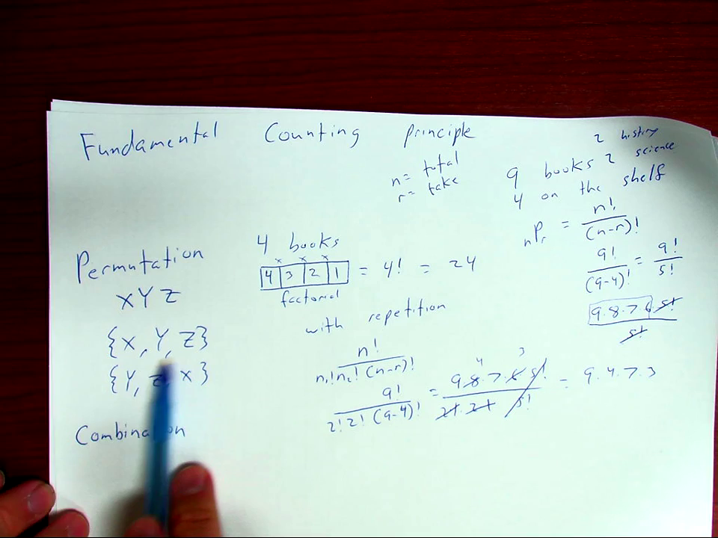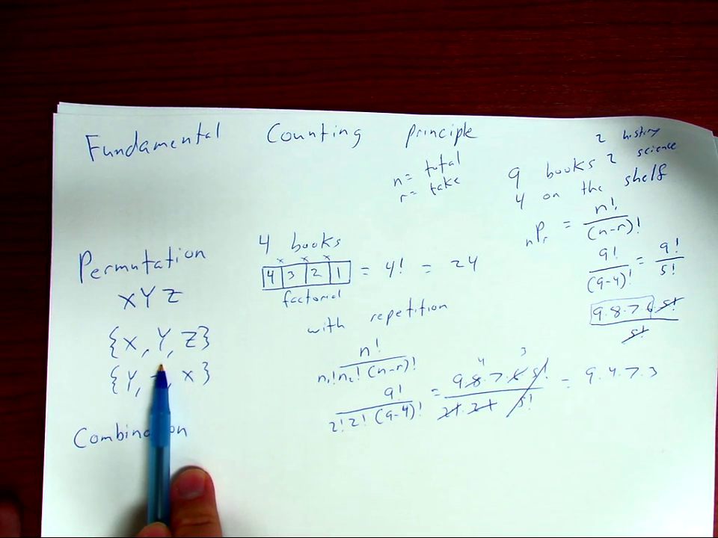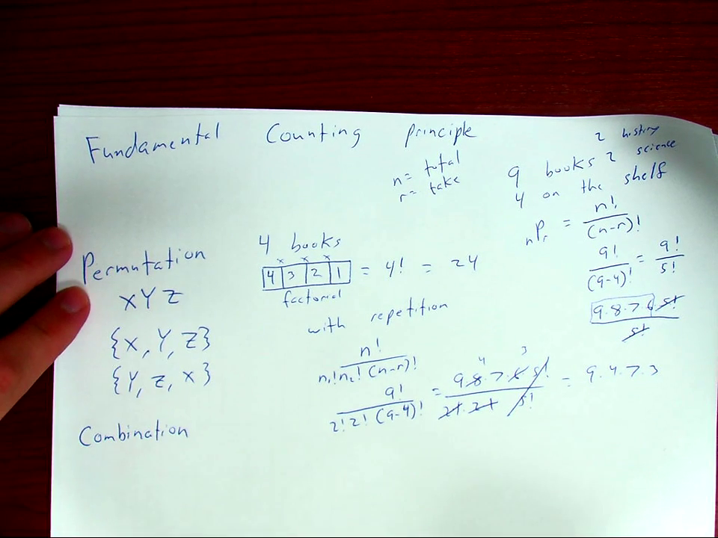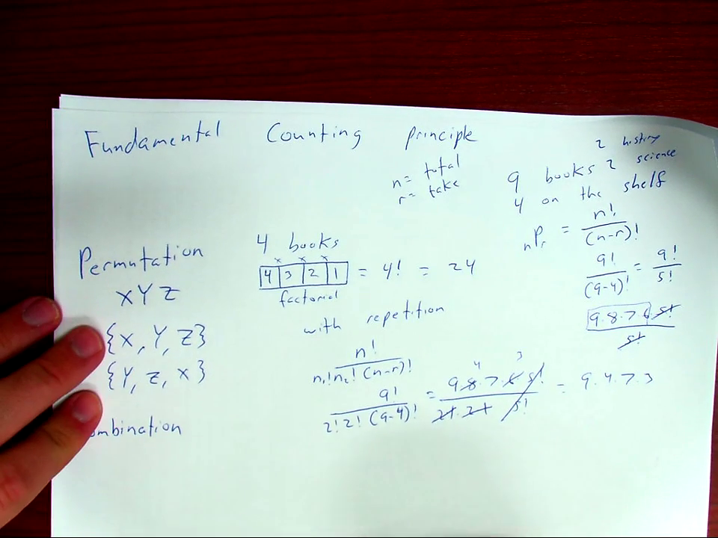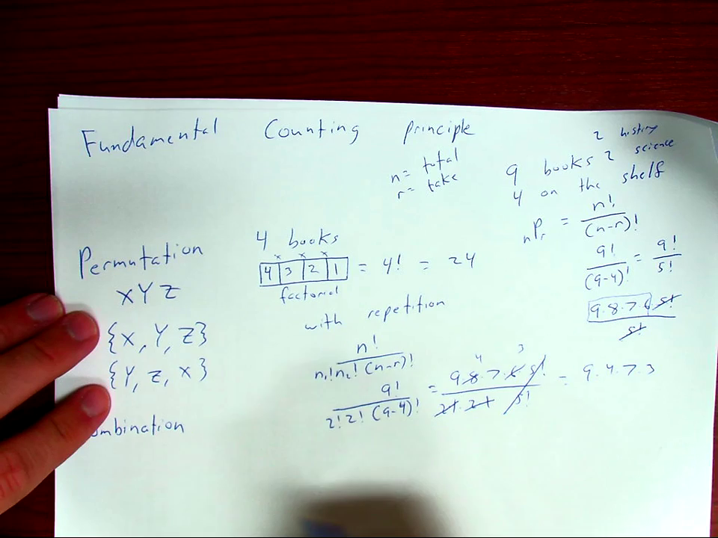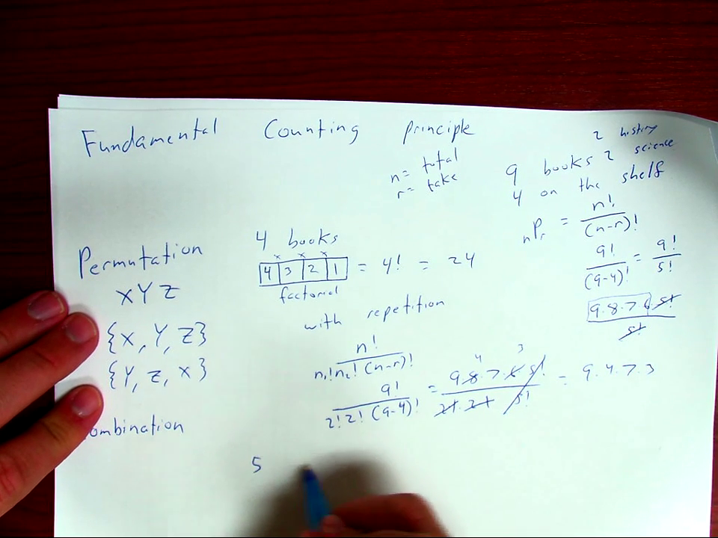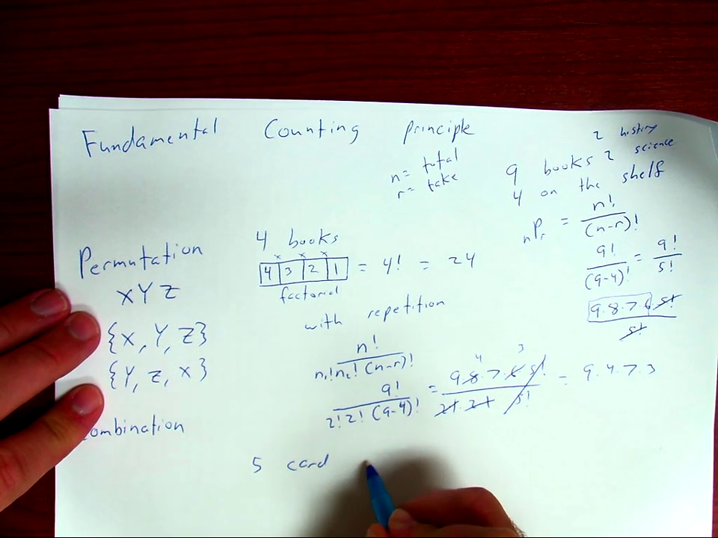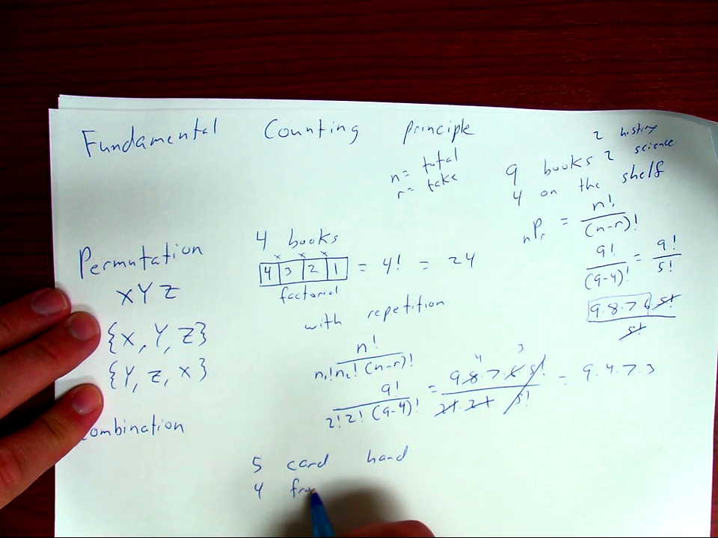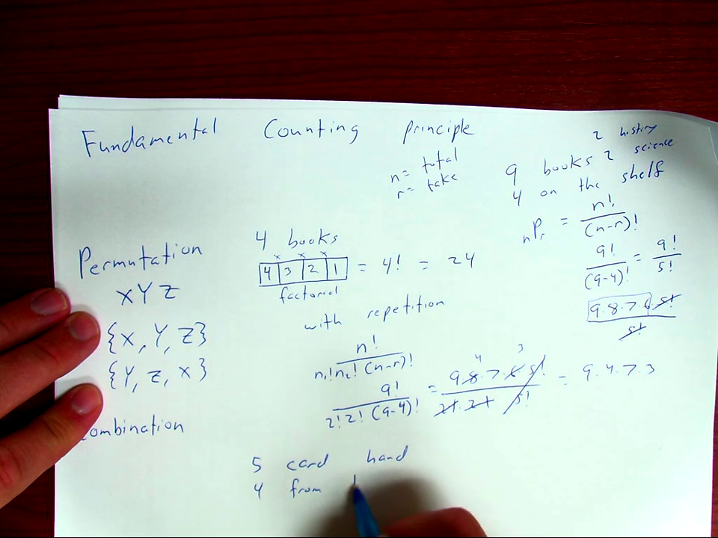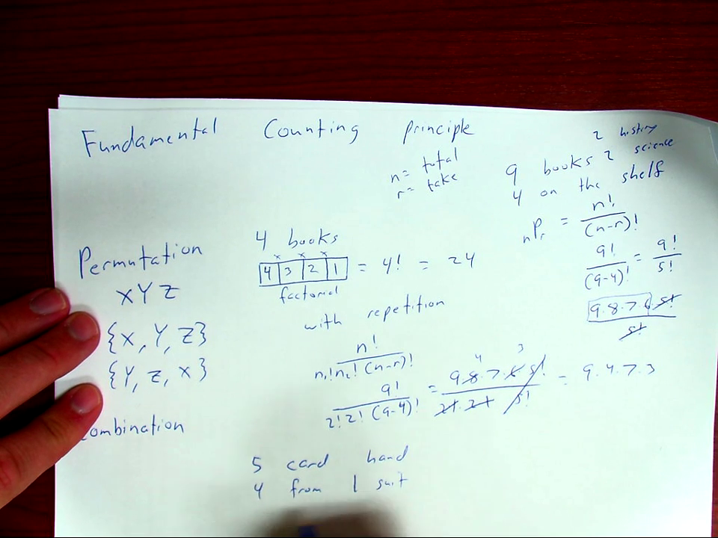Okay, combinations. So long as a set contains the same terms, it counts as the same set. So, for example, say you're trying to make a poker hand. All right, you need a 5-card hand, 4 cards from one suit, and 1 from a different suit.